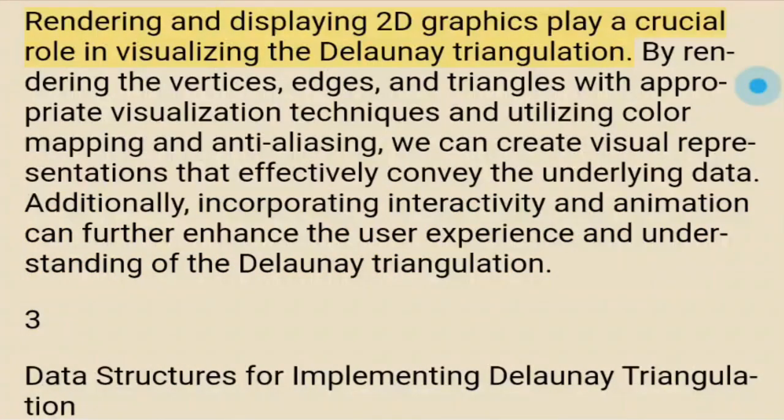Conclusion. Rendering and displaying 2D graphics play a crucial role in visualizing the Delaunay triangulation. By rendering the vertices, edges, and triangles with appropriate visualization techniques and utilizing color mapping and anti-aliasing, we can create visual representations that effectively convey the underlying data. Additionally, incorporating interactivity and animation can further enhance the user experience and understanding of the Delaunay triangulation.